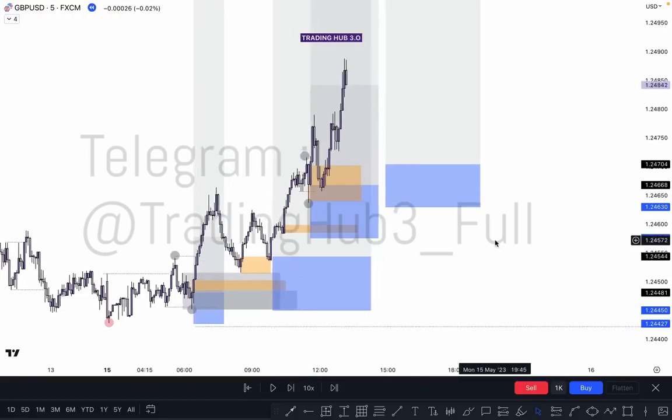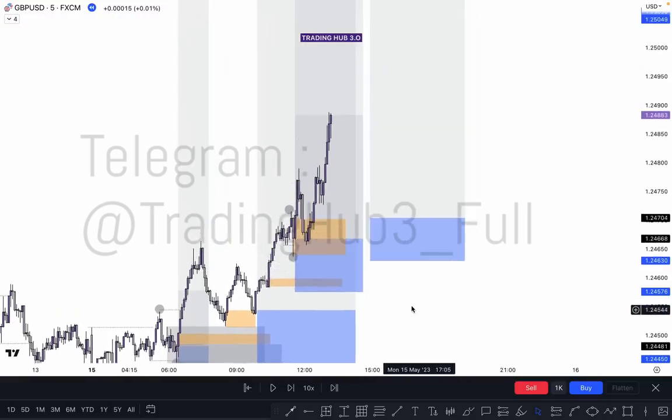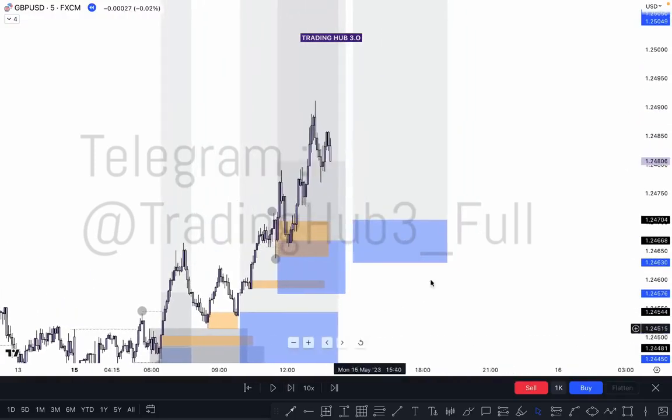Okay, and if you are thinking why I'm buying here when there is no inducement, it's because the low was swept here, right? If the market sweeps the low or high, then we don't need to wait for inducement before the buy or sell. The market continues going to higher highs. Okay, so let's see what happened next here.